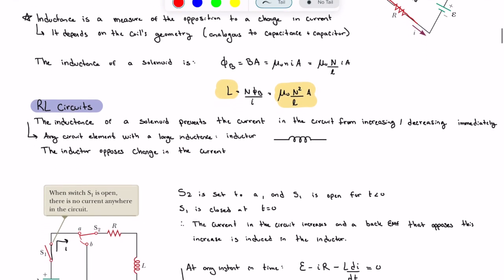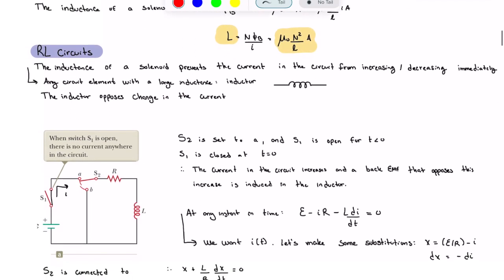So if we look at an RL circuit, it looks like this, where we have a resistor and we have an inductor. Let's now look at what happens when we turn it on. So S2, this switch, is set to A, like this, and S1 is open. At t is equal to 0, we close S1. So this allows the current to flow through the resistor and through the inductor.